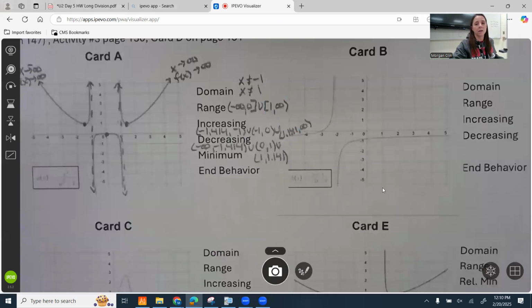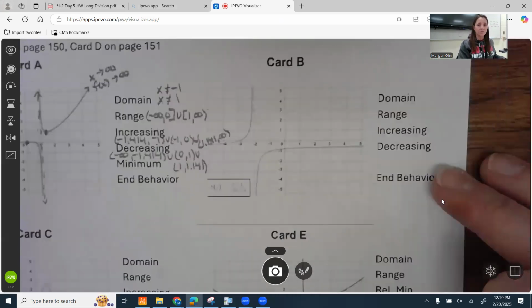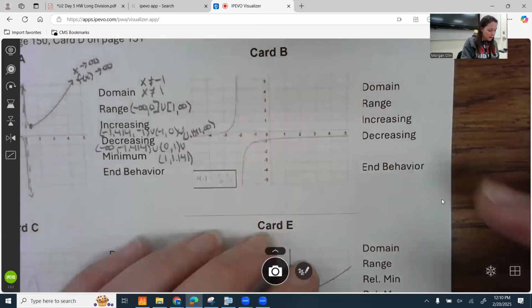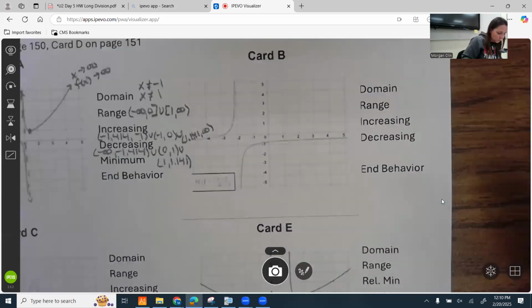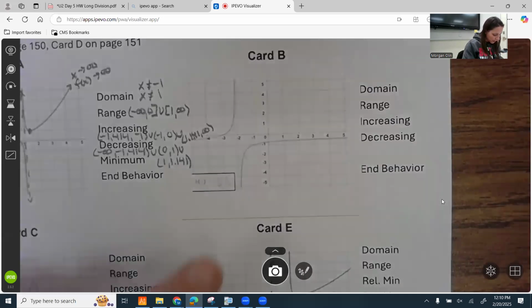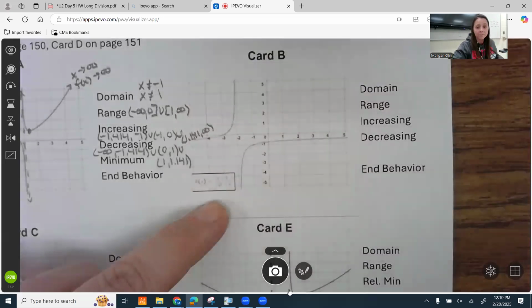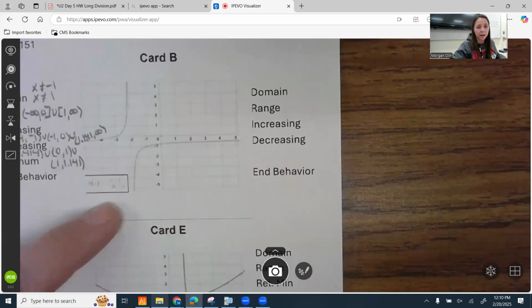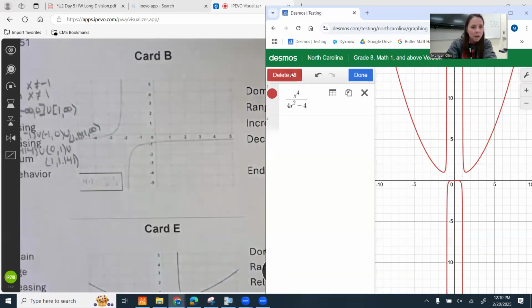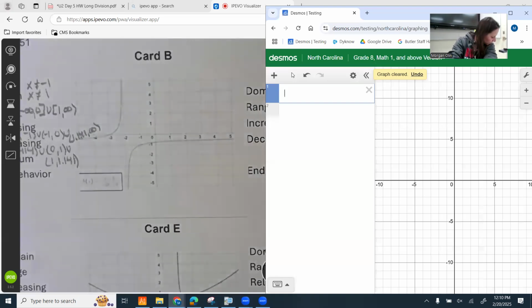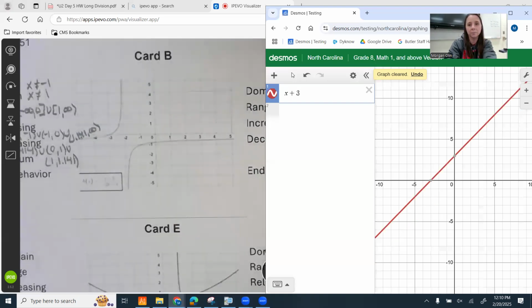All right, now let's look at this one right here. Domain, range, increasing, decreasing, and end behavior. Now this is a little more simple. Okay, if you want to graph in Desmos, we can. And so let me throw this up here. That is, it appears to be x plus 3.